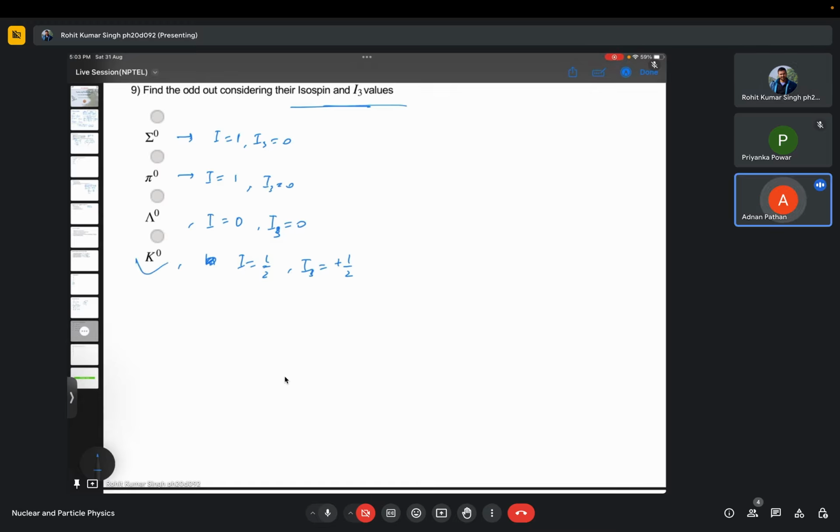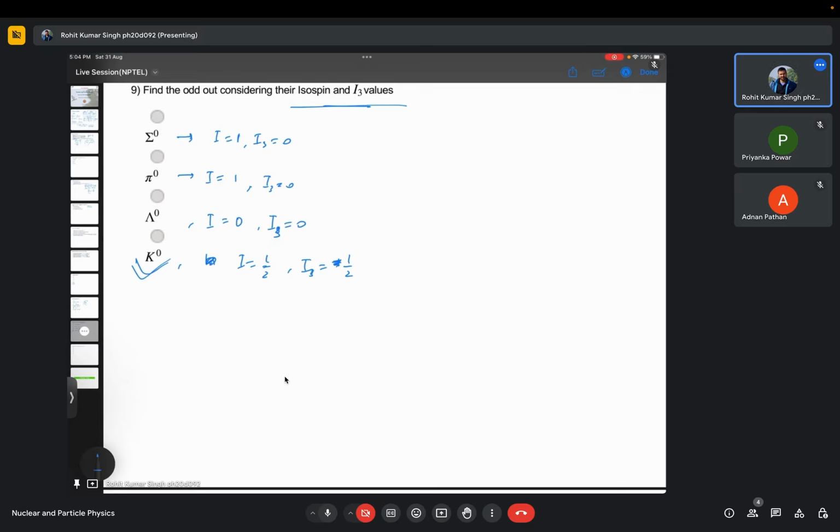K0 is also half. Kaons come in pairs, and K0 has I3 equal to minus half, or is it plus half? I'm not sure. Maybe it's minus half. So then the correct option is kaon. Yes, kaon is the correct one. Okay.